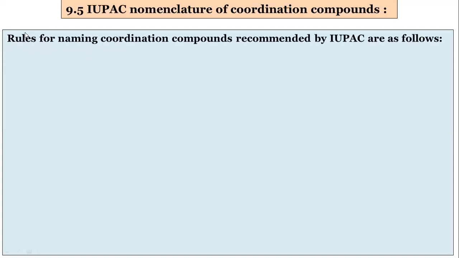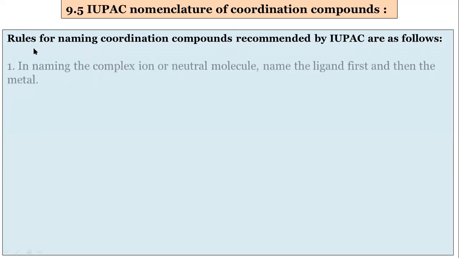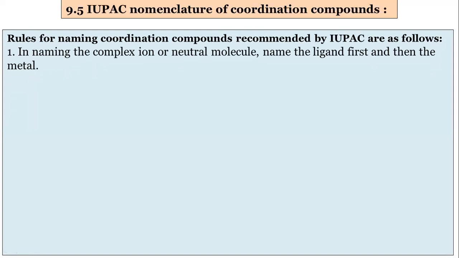I will explain the rules first. See, the rules for naming the coordination compounds recommended by the IUPAC are, number 1: in naming the complex ion or neutral molecule, the complex ion may be positively charged or negatively charged. Complex ion means whatever the charge on the complex, or neutral molecule. Neutral molecule means there is no charge. So if this complex ion or neutral molecule is given, the name of the ligand will be given first.